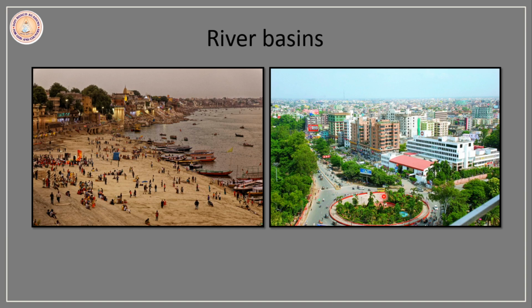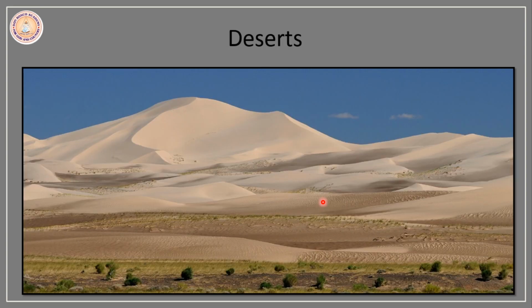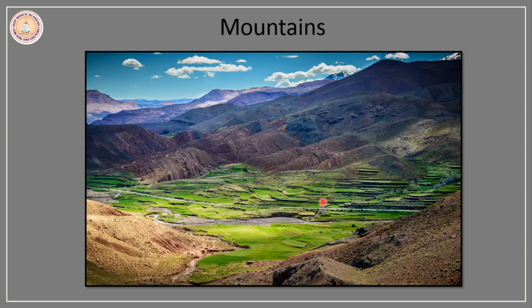Can you recognize this city? It's our own city, Patna. That also has a very high density of population because it is located along the banks of a very mighty river, that is Ganga. However, deserts, mountainous regions, and forests have a very sparse population.